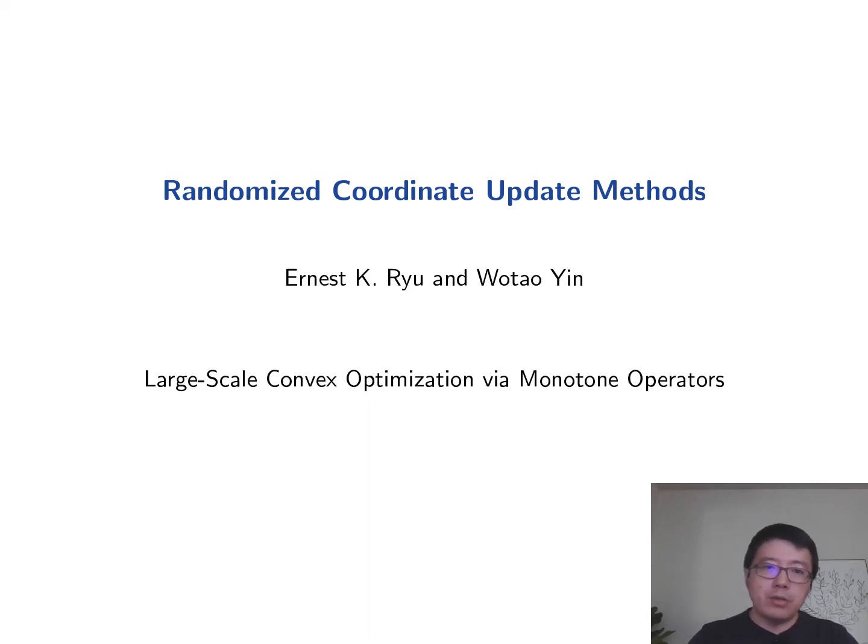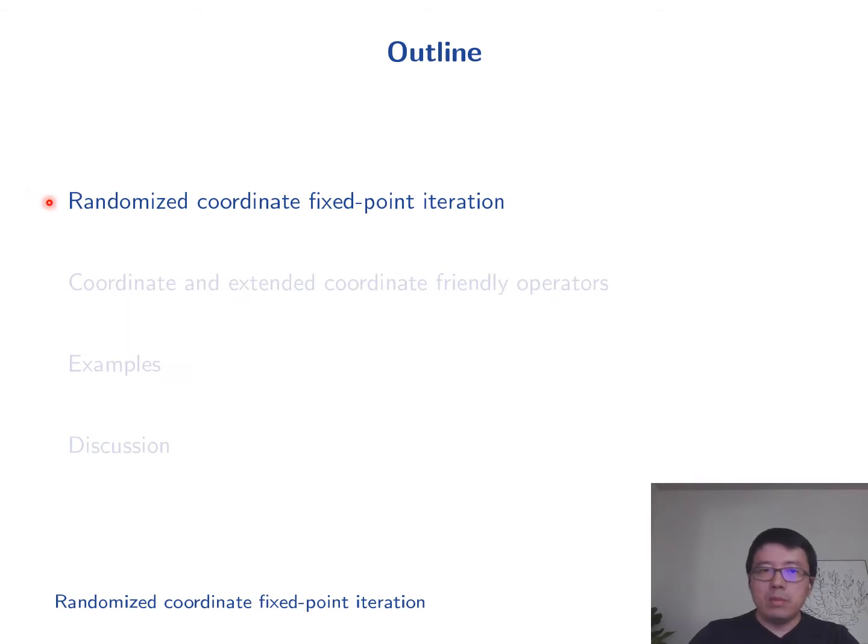Let's start this chapter on randomized coordinate update methods. The method is based on randomized coordinate fixed point iteration, which we will first introduce. Then we define coordinate-friendly and extended coordinate-friendly operators. The method is computationally efficient when the underlying operator is either coordinate-friendly or extended coordinate-friendly. Next, we provide several examples. And finally, we discuss the potential difference between the theory and the practice regarding speedup.